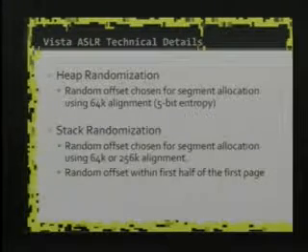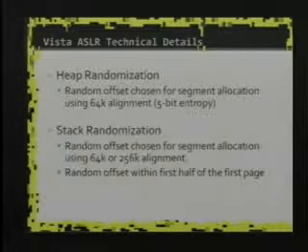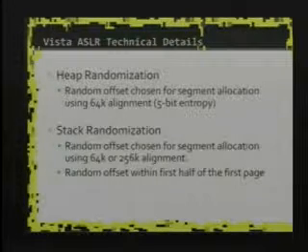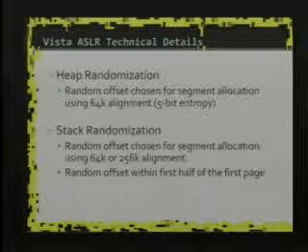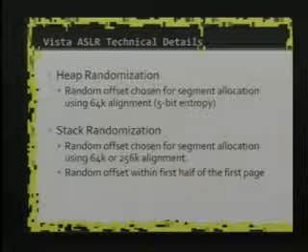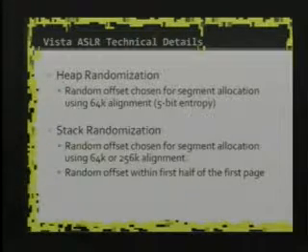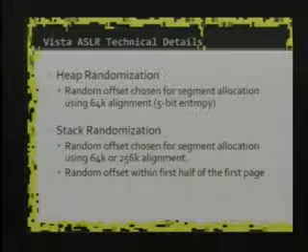And then stack randomization has a similar 5-bit entropy of the beginning of the segment, and then they cut that segment in half, the first page of that, and then it's actually DWORD bounded. So every 4 bytes, it can be any 4-byte alignment within the first half of that page.